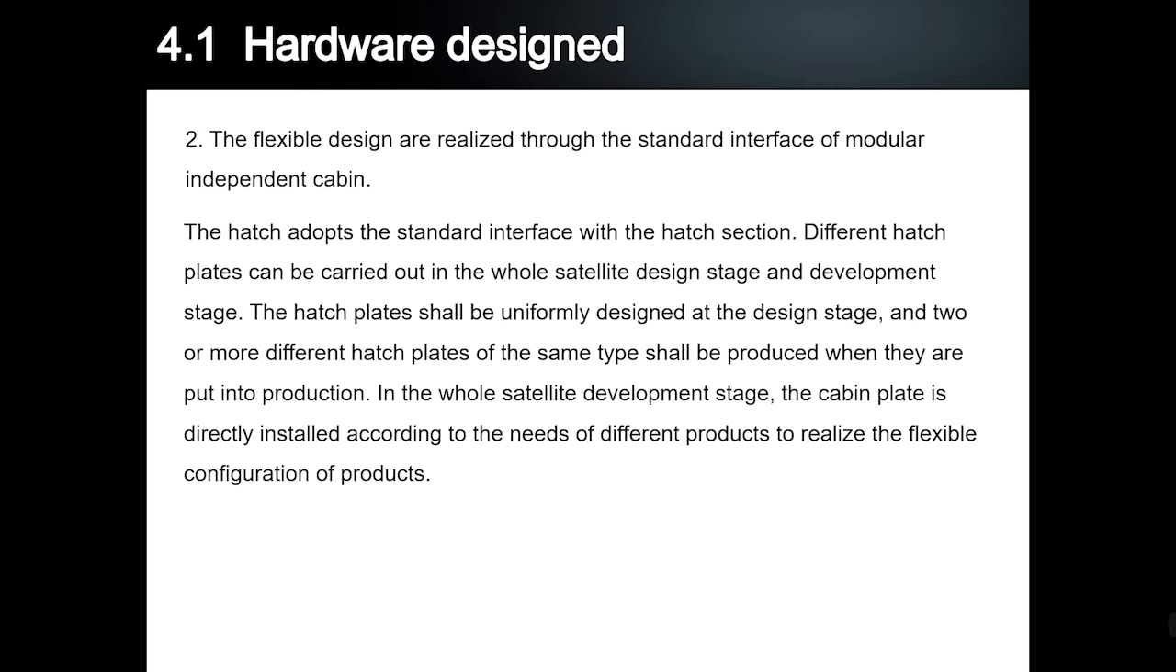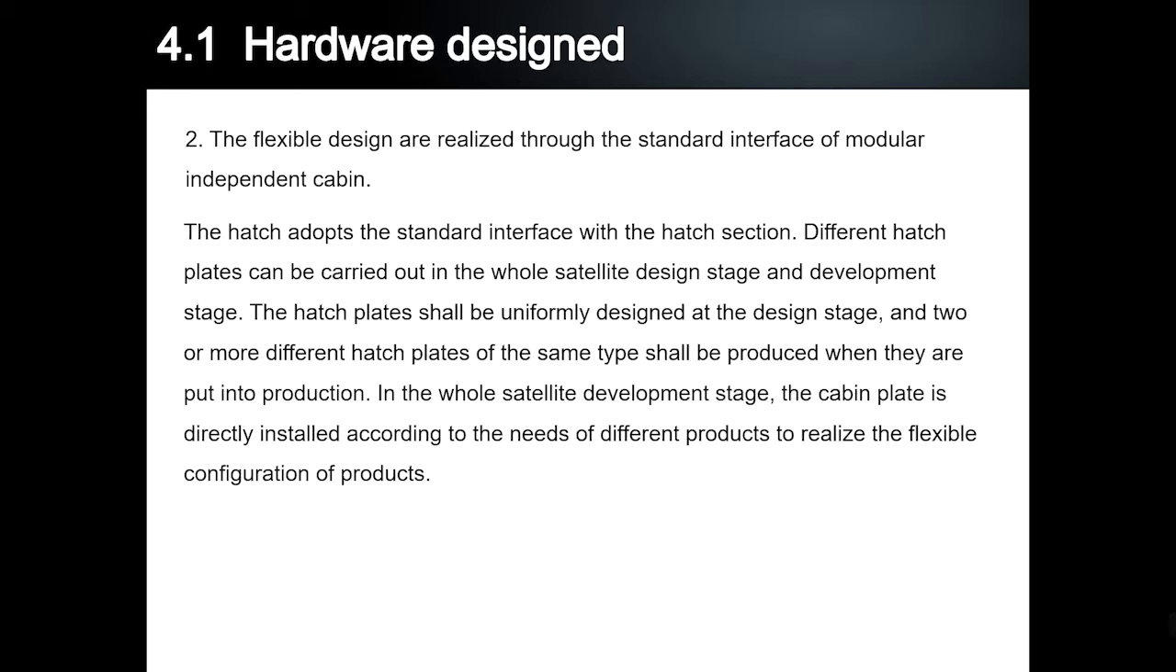2. The flexible design is realized through the standard interface of modular independent cabin. The hatch adapts the standard interface with the hatch section. Different hatch plates can be carried out in the whole satellite design stage and development stage.